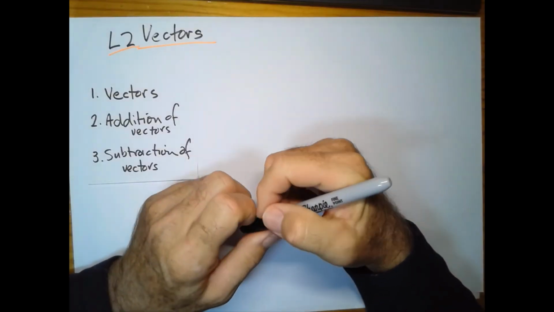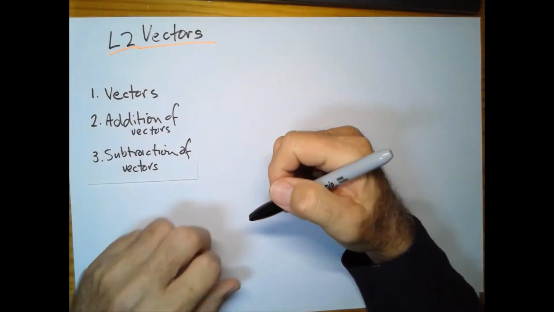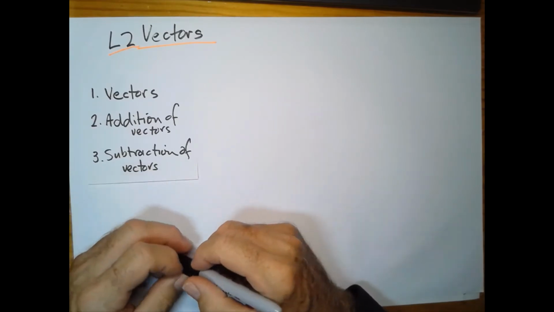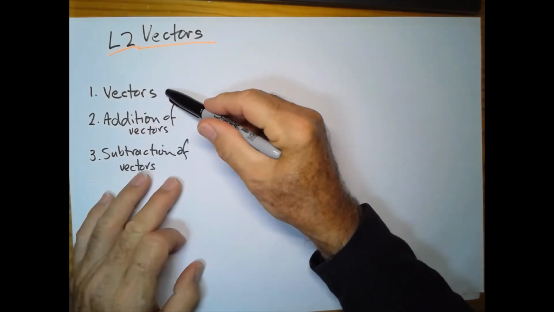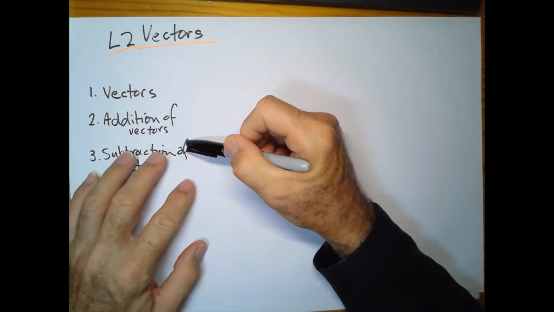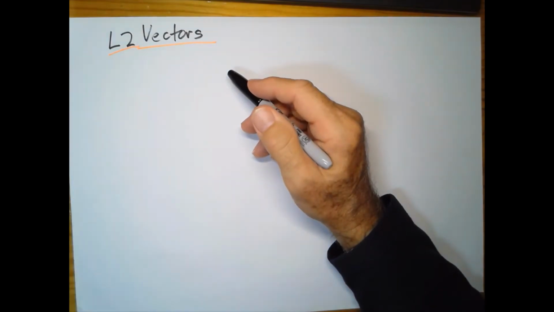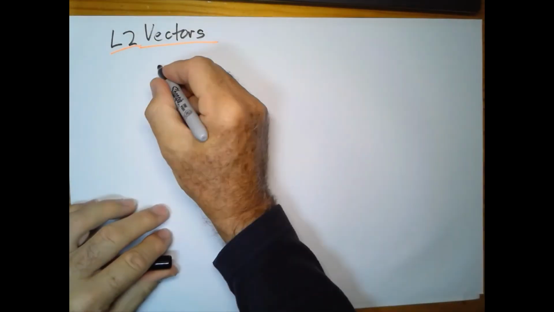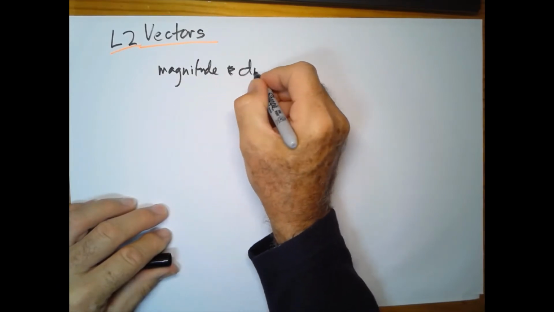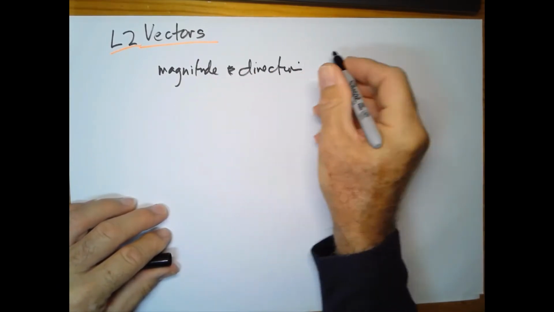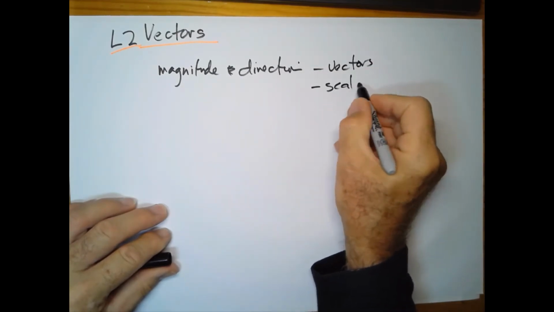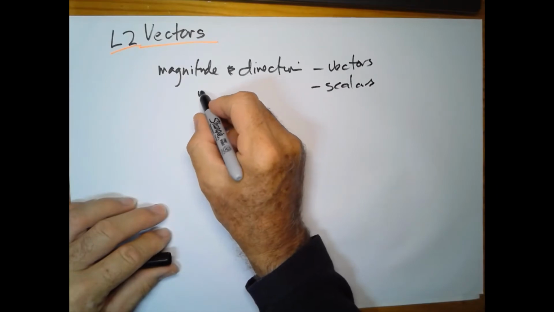Everyone, you've been reading your workbook and your textbook on vectors and scalars, so it'll just be a very brief introduction on vectors, and then we're going to look at the addition of vectors and subtraction of vectors. Remember that vectors have a magnitude and a direction, whereas scalars just have a magnitude, just a number.